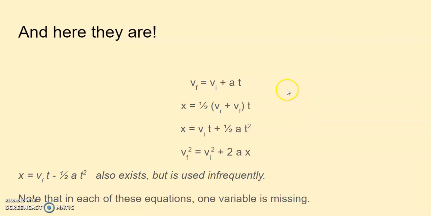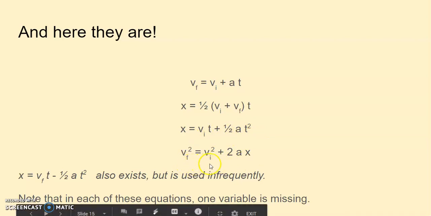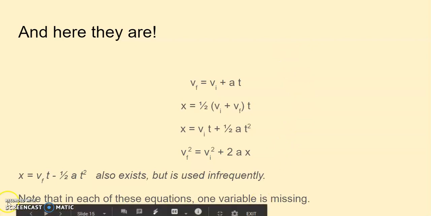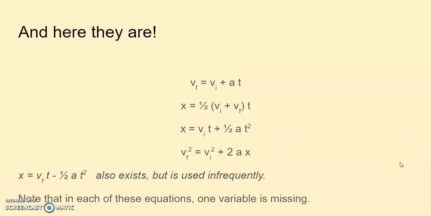So these are the four equations of motion that are most often used. Final velocity equals initial velocity plus at. Distance, or x, equals 1/2 times initial velocity plus final velocity times t. X, or d, equals vit, that's initial velocity times time, plus 1/2 at squared. And then final velocity squared equals initial velocity squared plus 2ax. If any of you are gluttons for math and you want to see me derive these for you, just drop me an email. There is a fifth equation of motion right here, v final time minus 1/2 at squared, and it's great, but it's just not used all that often.